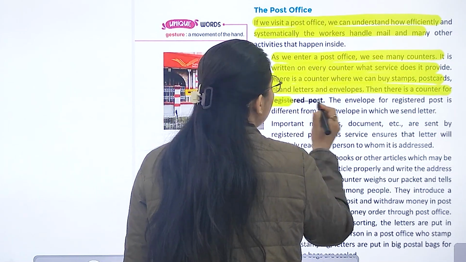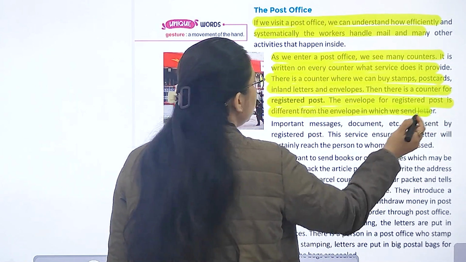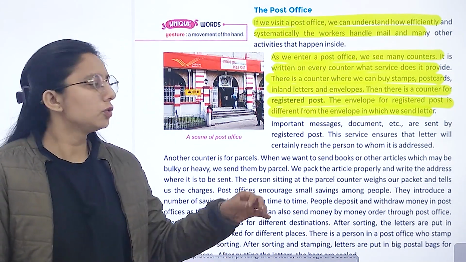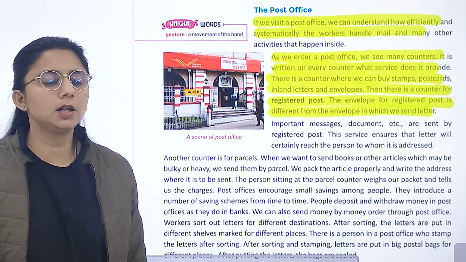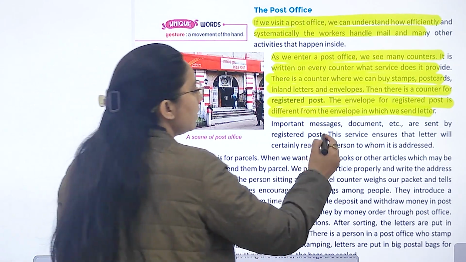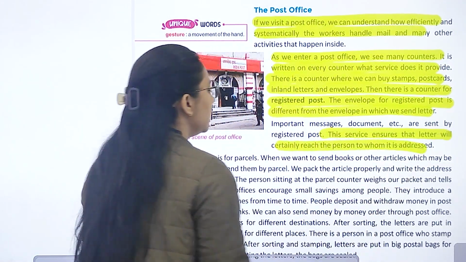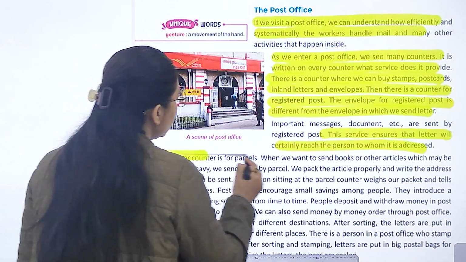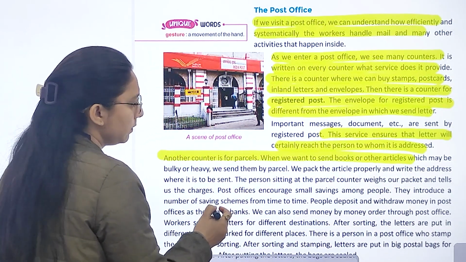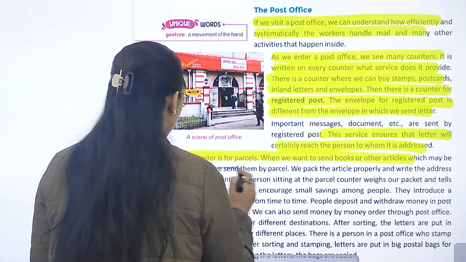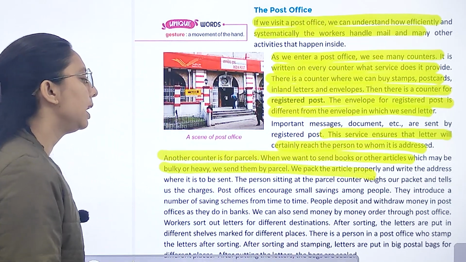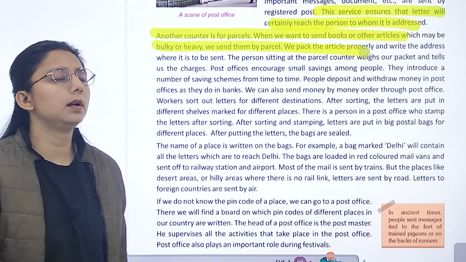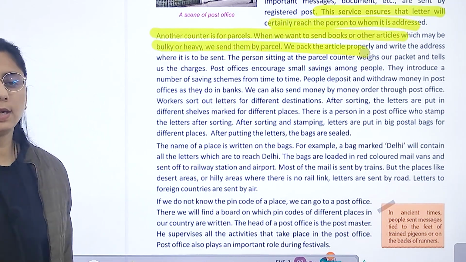Then there is a counter for registered post. The envelope for registered post is different from the envelope in which we send letters. Important messages and documents are sent through it, and this service ensures that the letter will certainly reach the person to whom it is addressed. Another counter is for parcels, when we want to send books or other articles, bulky or heavy. We pack them, and charges are also charged to the person who is sending it.